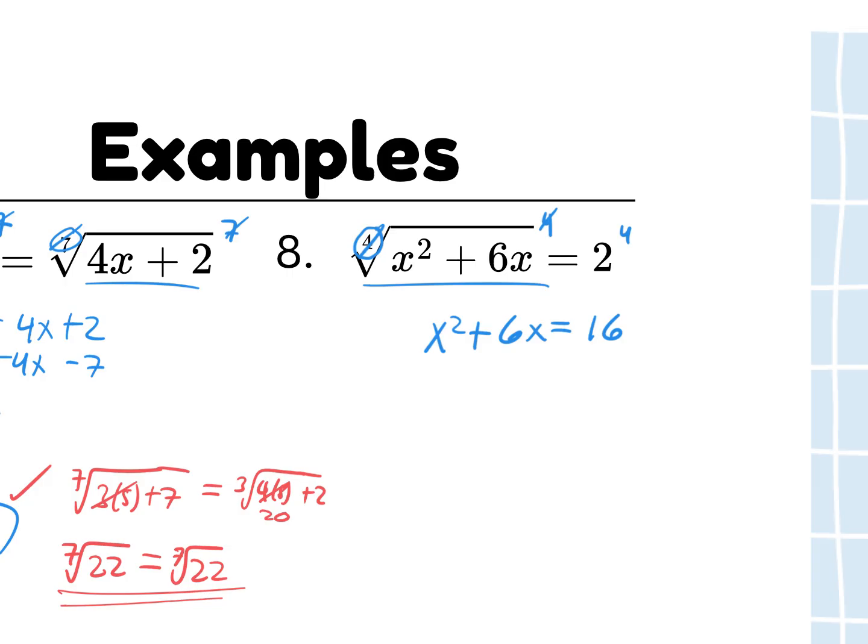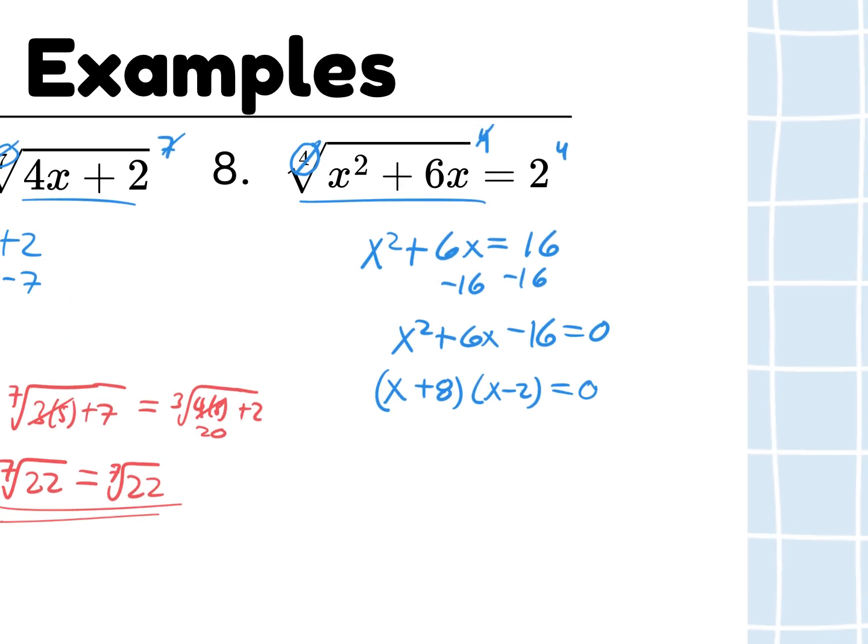And then if you look at this, you're left with a regular quadratic equation. So I'm going to subtract 16 on both sides. I get x squared plus 6x minus 16 equals 0. And then we get x plus 8 and x minus 2 equals 0. So then we set both of these equal to 0. x plus 8 equals 0, x minus 2 equals 0. And then we get x equals negative 8 and x equals 2.